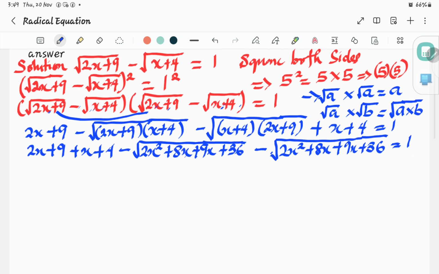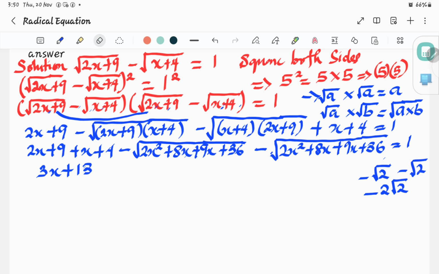Okay, so from here you can say 2x plus x gives us 3x, and 9 plus 4 gives us 13. If you notice, what is in these two brackets are the same. So just a reminder: if you have negative root 2 and negative root 2, it is going to give you negative 2 root 2, because you have negative one of this and negative one of this, so you will have negative 2 of them.